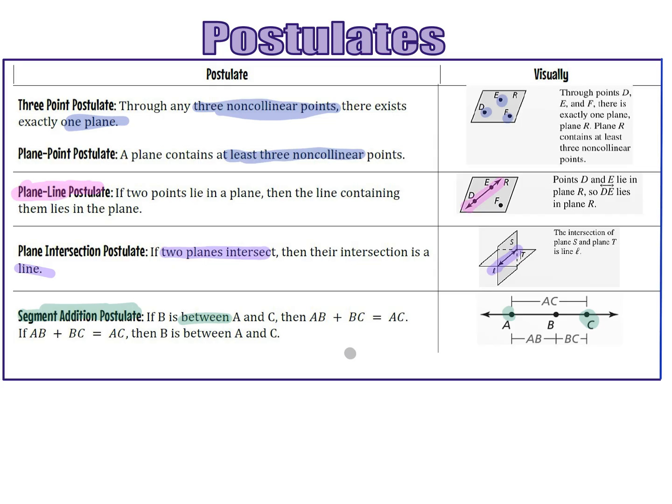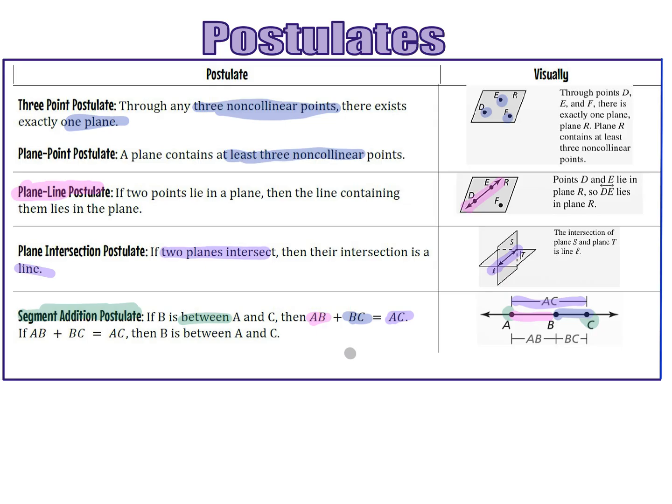If B is between A and C, then the length of AB plus the length of BC is equal to the length of AC. And this should make intuitive sense. If we break something into pieces and add the pieces together, we should get that full length. But the segment addition postulate is going to come into play quite a bit in future sections.